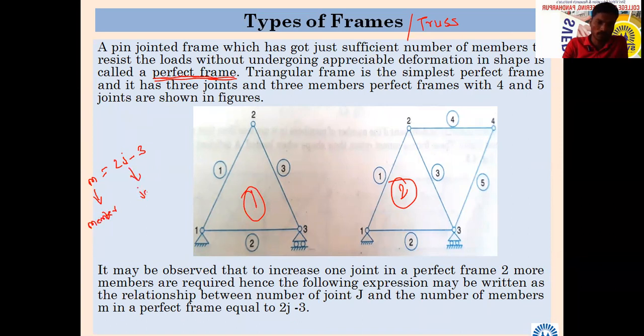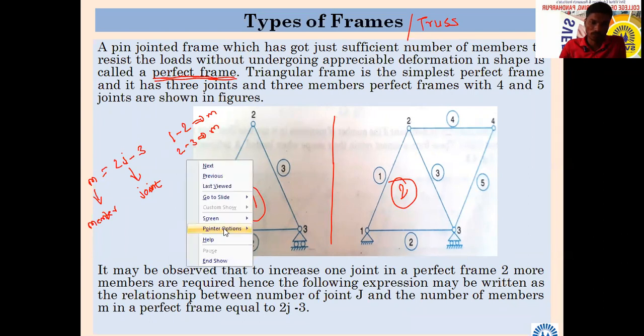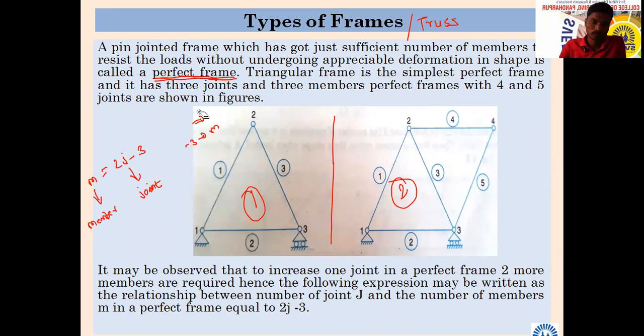Okay, and J is joint. I will tell you, one minute. Concentrate only on the first image and forget about the second. Here you see 1, 2, 3. Some are circled and some are not circled. If I say 1 to 2, that is one member. 2 to 3 is my second member. In short, the sides of the triangle are called members.